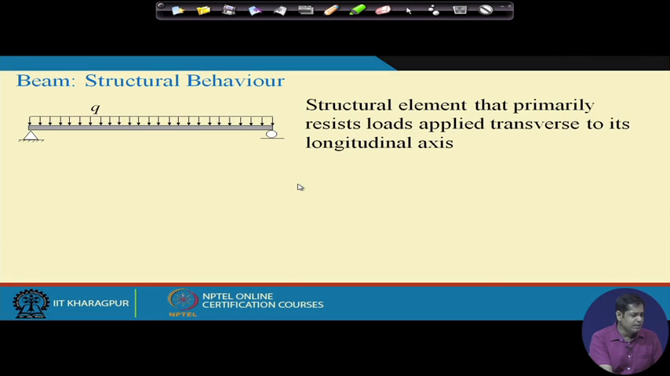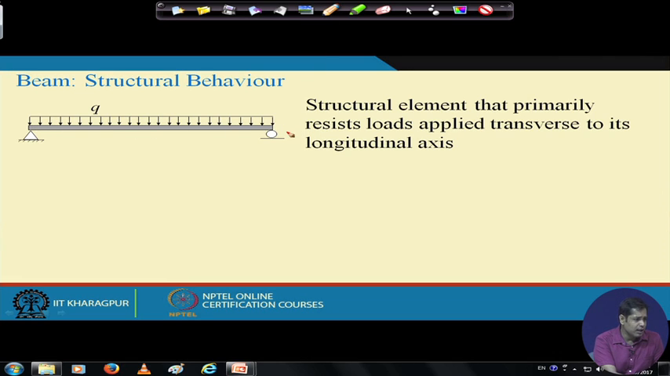Okay. Now, what is a beam? A beam is essentially a structural element that primarily resists loads applied transverse to its longitudinal axis. Now, this is a simply supported beam. This is the longitudinal axis.